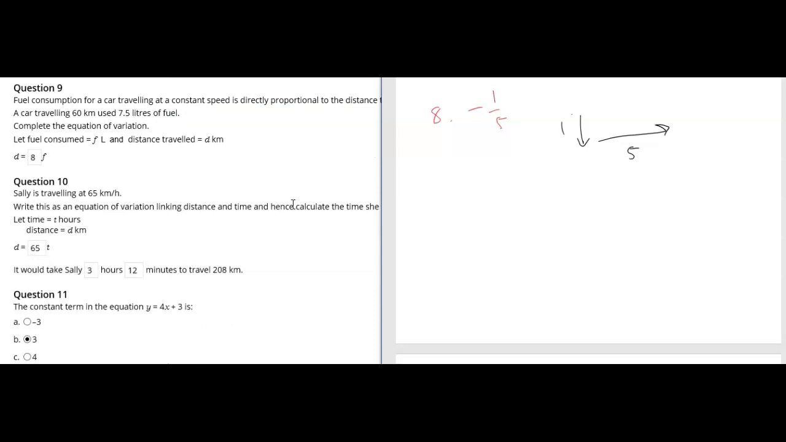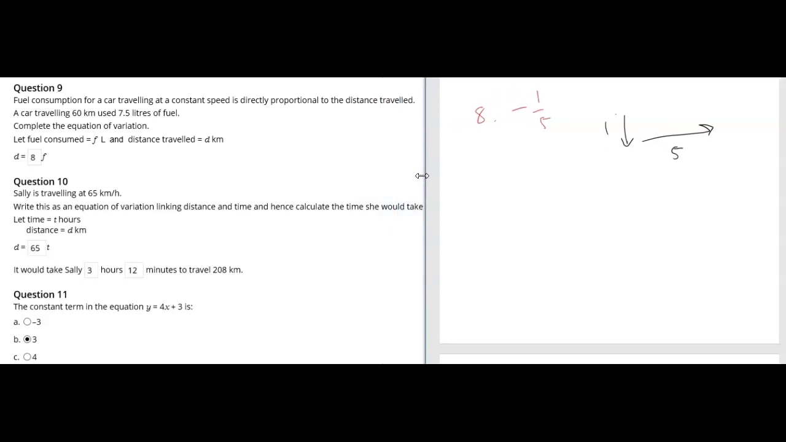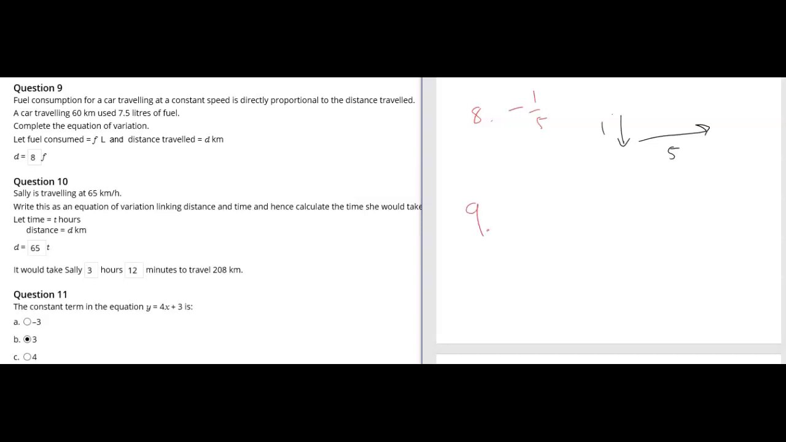All right, question 9. Fuel consumption for a car traveling at a constant speed, let me just move this, is directly proportional to the distance traveled. A car traveling 60 kilometers uses 7.5 liters of fuel. Let fuel consumed equal F liters and constant distance traveled equal D kilometers. So we've got a formula that is D equals something F. So we're just working out that gradient, or another name for the gradient is the rate. So basically we want to know how many kilometers we get per litre.